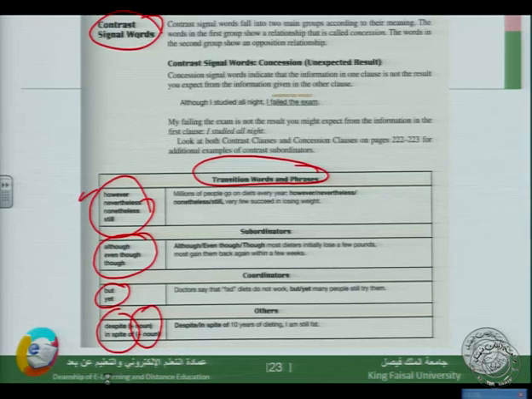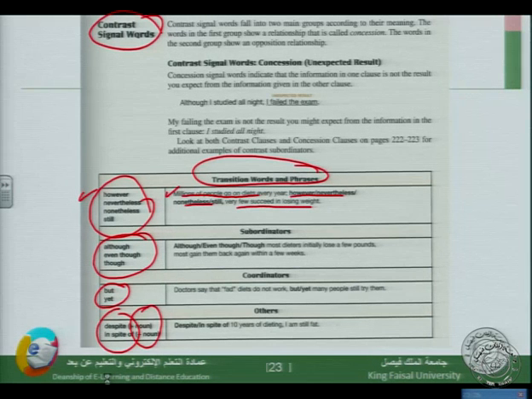Millions of people go on diets every year. However, أو ممكن تستخدم هذول كلياتهم في نفس الموقع. Very few succeeded in losing weight. لاحظوا الآن موقعهم في الجملة، جاءوا في وسط الجملة. فهنا في عندنا when close and هنا when close.